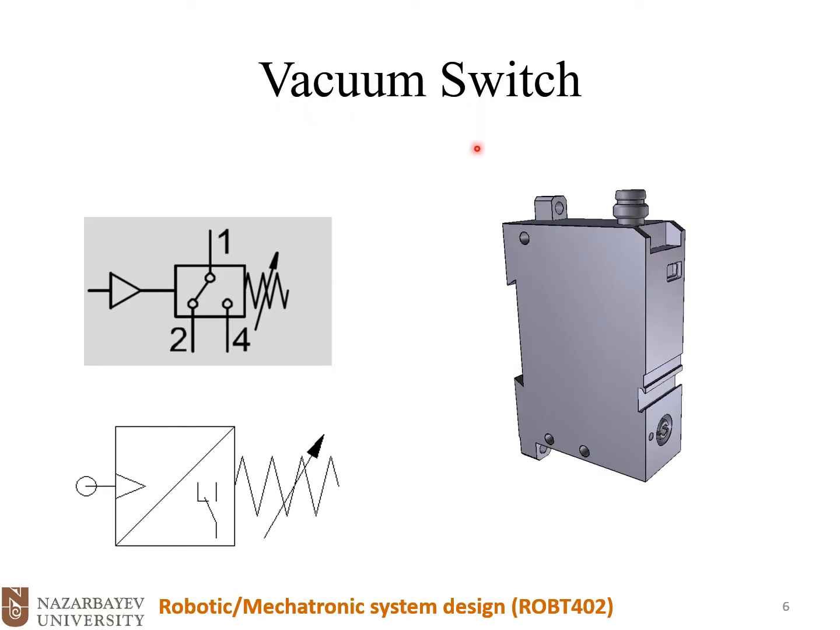A vacuum switch. This is a vacuum switch that we have on a distribution station, and you see this is a symbol, and this is the input or the pneumatic port to the vacuum switch or sensor. Okay, so the vacuum switch is a type of sensor which could measure negative pressure, negative gauge pressure, or vacuum pressure.